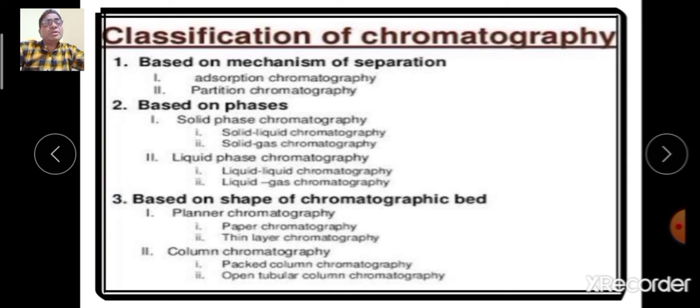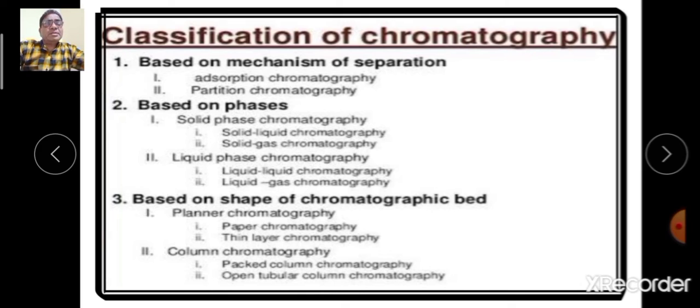As I have told, every chromatography method consists of two phases. Here solid is one phase and liquid is the other phase in the first type, while in the second type solid is one phase while gas is the other phase. In the second variety, when liquid is used as a phase, the variety is liquid liquid chromatography, and another is liquid gas chromatography.